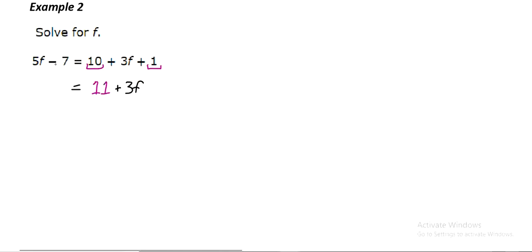On the other side, 5f minus 7, we can't combine that. They are not like terms. So we have to leave those separate. So there we go. We simplified it. We made it a little shorter.